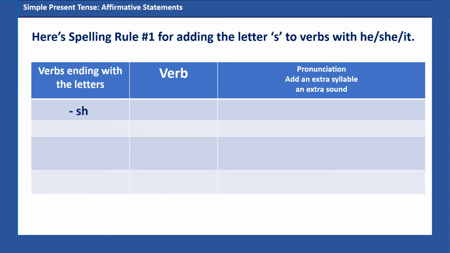When a verb ends in SH, the last two letters are SH, can you think of a verb that ends in SH? Brush. So we say, I brush my teeth every day. You brush your teeth every day. We brush our teeth every day. You, plural, brush your teeth every day, and they brush their teeth every day. But what happens with he and she? You need to add S. But because the last two letters are SH, we need to add ES. So we say, she brushes her teeth every day.